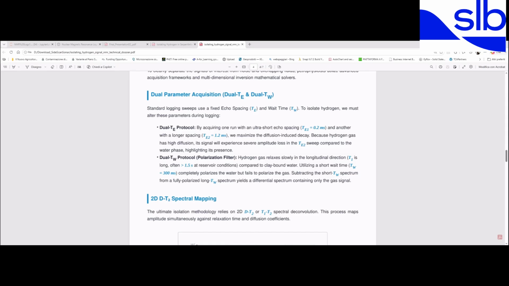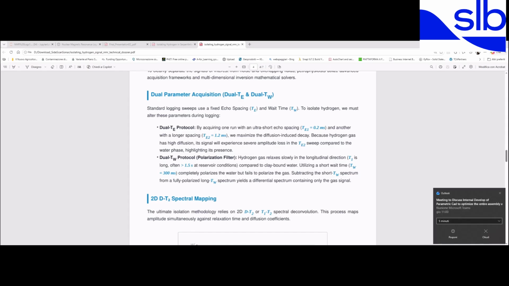Hydrogen gas relaxes slowly in the longitudinal direction, so T1 is long, often on the order of 1 second at reservoir conditions, compared to clay water. Utilizing a short wait time near 300 milliseconds, you completely polarize the water but fail to polarize the gas. So if you polarize the water, you do not polarize the gas, and you are not able to recognize the gas. This is why you need a new polarization system for NMR logs: subtracting the short TW spectrum from a fully polarized long TW spectrum yields a differential spectrum containing only the gas signal. This is the only way to isolate it and clearly recognize the gas signal.